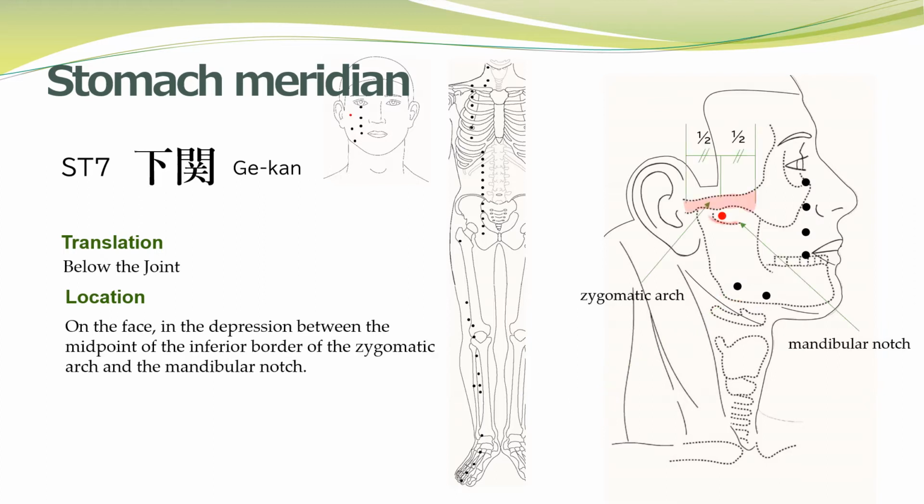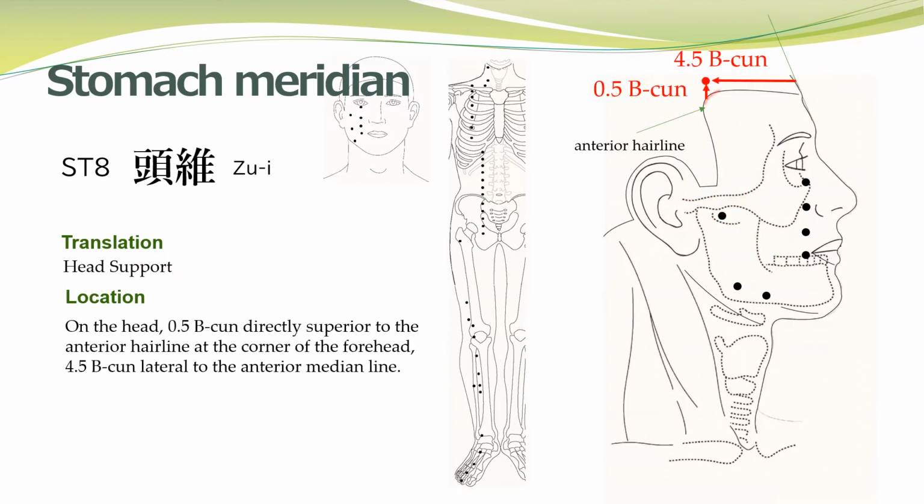ST7. Below the joint. On the face, in the depression between the midpoint of the inferior border of the zygomatic arch and the mandibular notch. ST8. Head support. On the head, 0.5 fcun directly superior to the anterior hairline at the corner of the forehead, 4.5 fcun lateral to the anterior median line.